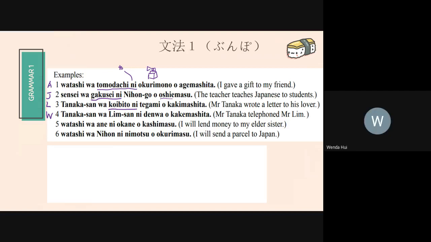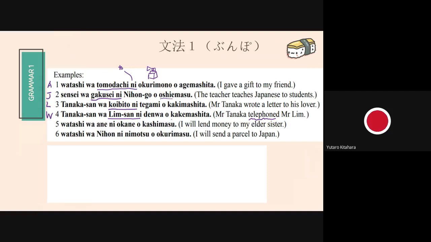Tanaka-san wa Lim-san ni denwa wo kakemashita. Very good. Denwa wo kakemashita. Call, make a phone call. They just say telephone, yeah. They say telephone because they got the verb, right? Japanese and Chinese, they need to use noun and verb. In Chinese, we don't say 电话, we say 打电话 or something like that. We need to have a verb. And this is the Japanese equivalent.